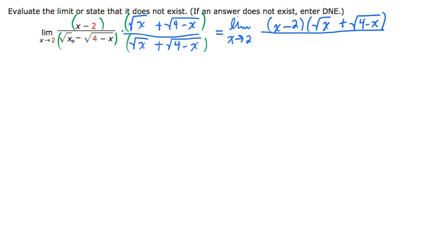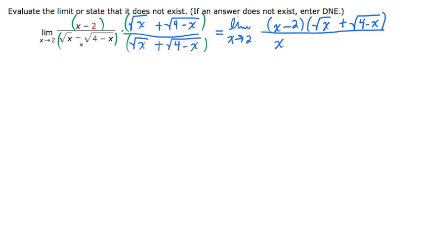Now the denominator we're going to FOIL. Root x times root x is x. Then my outside term is root x times root 4 minus x, but my inside term is negative root x times root 4 minus x. So the outer and the inner terms cancel, which is really the whole point of multiplying by the conjugate.